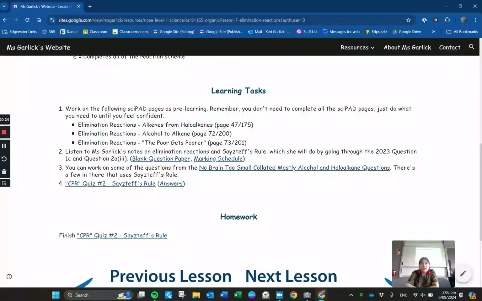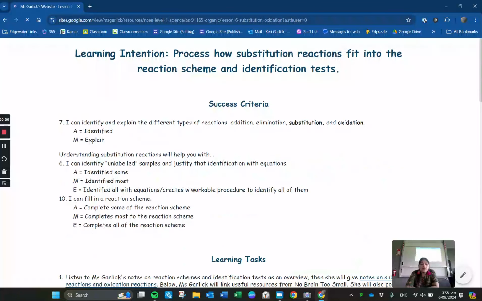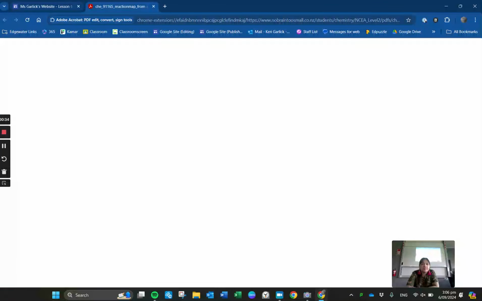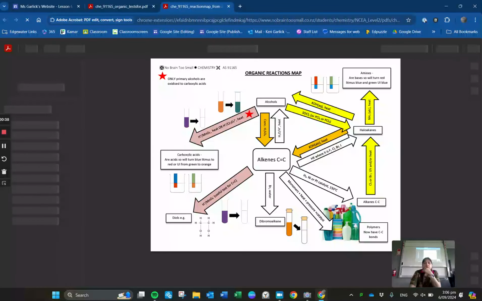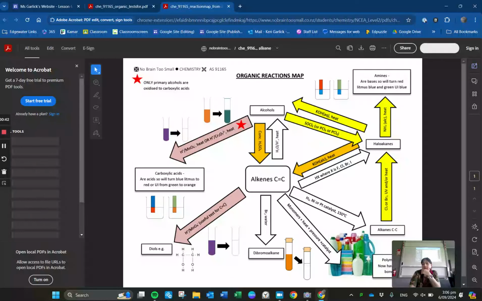So unfortunately, I had forgotten to bring over the summary table, which is a little bit annoying. So I'll just pull that up with you guys. We want the reaction scheme map, and we want the identification. Okay. So, oh, I did choose the right color. That was interesting. All right.